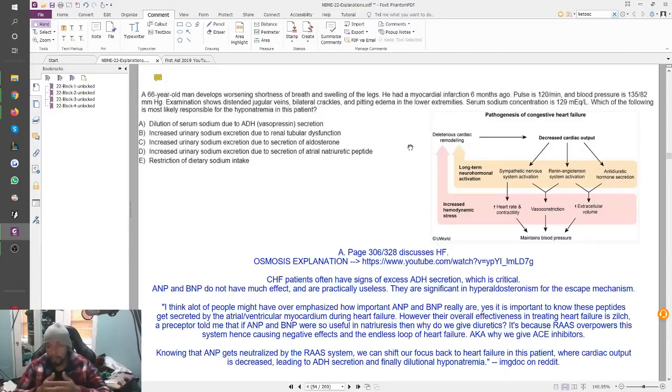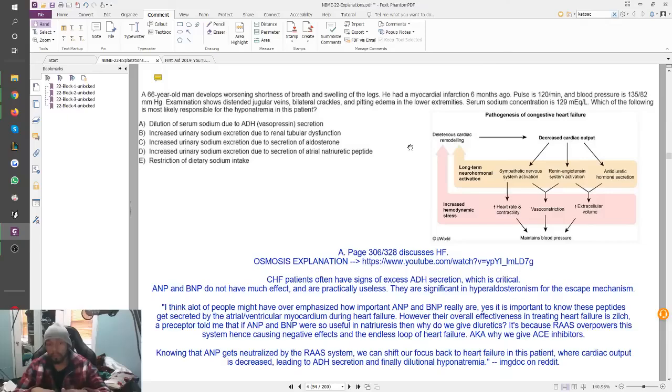Yes, it is important to know these peptides get secreted by the atrial and ventricular myocardium during heart failure. However, their overall effectiveness in treating heart failure is pretty much zero. A preceptor told me that if ANP and BNP were so useful in natriuresis, then why do we give diuretics? It is because RAS overpowers this system, hence causing negative effects and the endless loop of heart failure. Right? This is why we have to give ACE inhibitors.